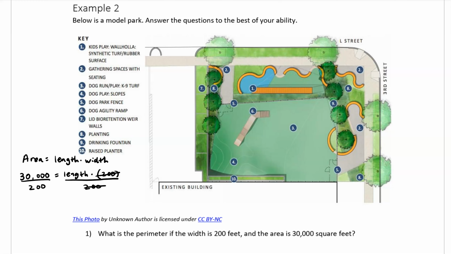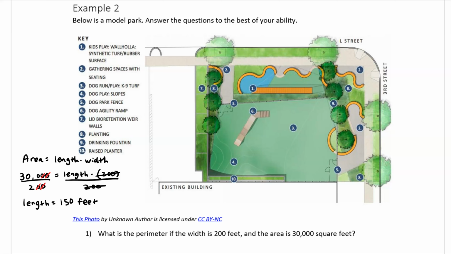Now a trick when you're dividing by multiples of 10 is, if there's a 0 on the top and a 0 on the bottom, you can cancel them out. So essentially we're left with 300 divided by 2, which is equal to 150. So we end up finding that the length is equal to 150 feet.